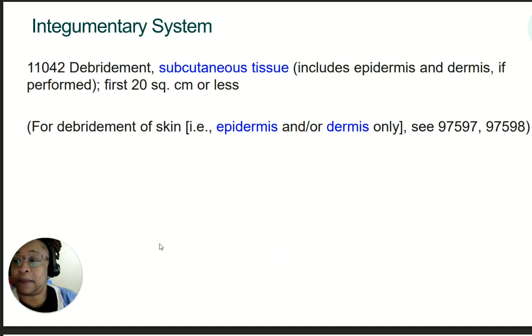Let's look at an example. 11042 is a debridement of the subcutaneous tissue. This includes the epidermis and the dermis if performed. And it states this description is for the first 20 square centimeters or less. For debridement of the skin, the epidermis and the dermis only, it says to see codes 97597 and 97598.